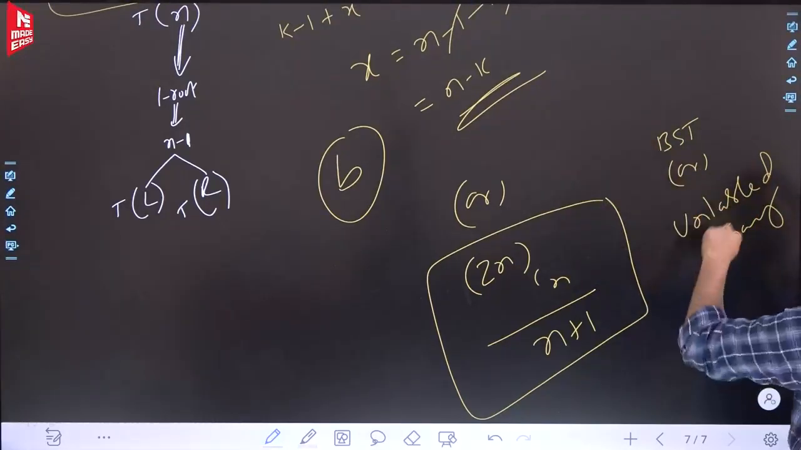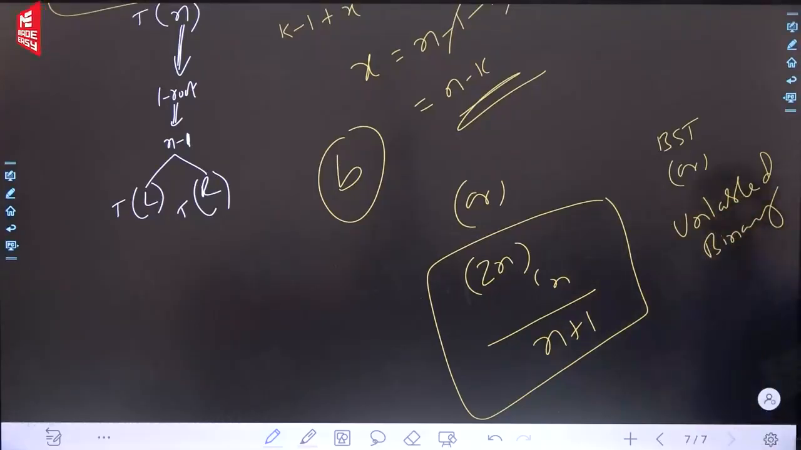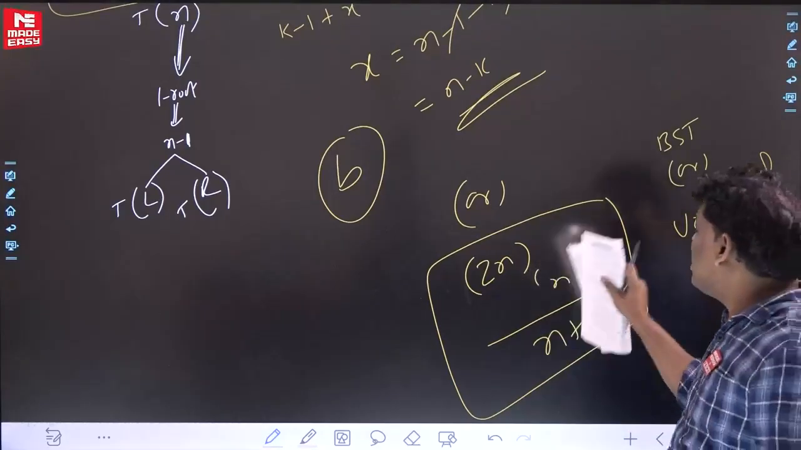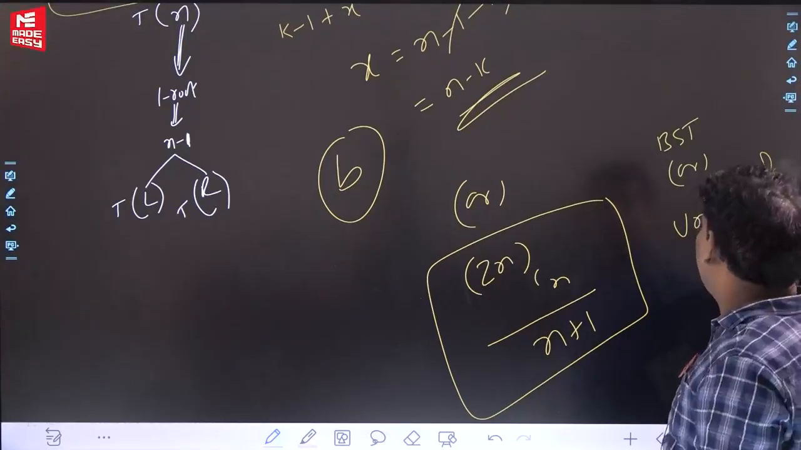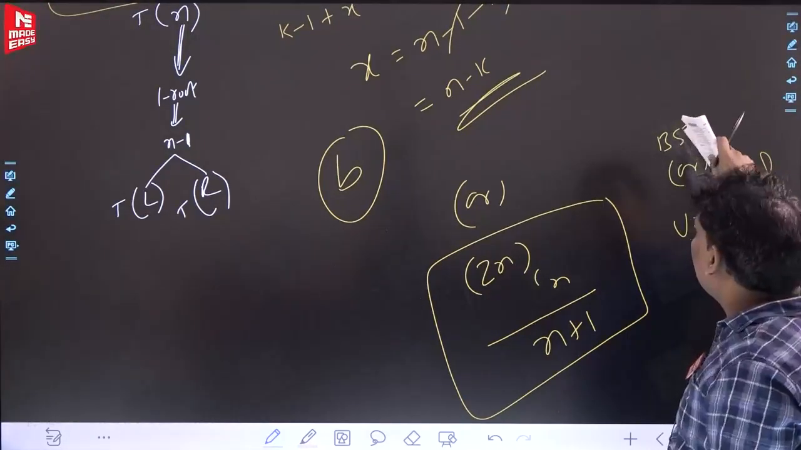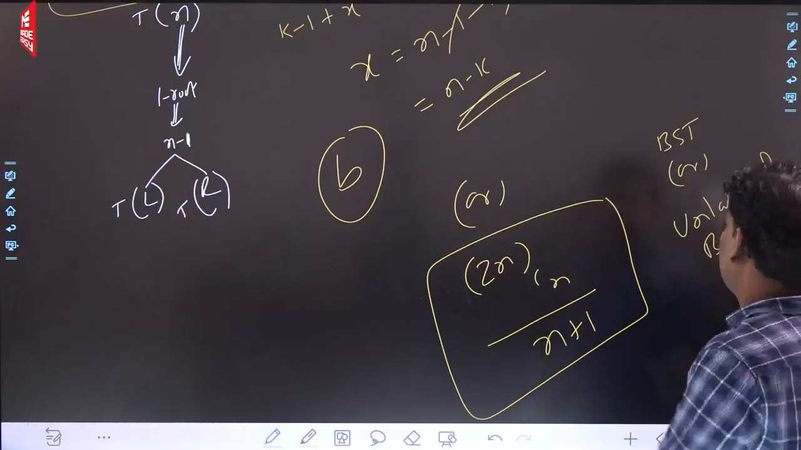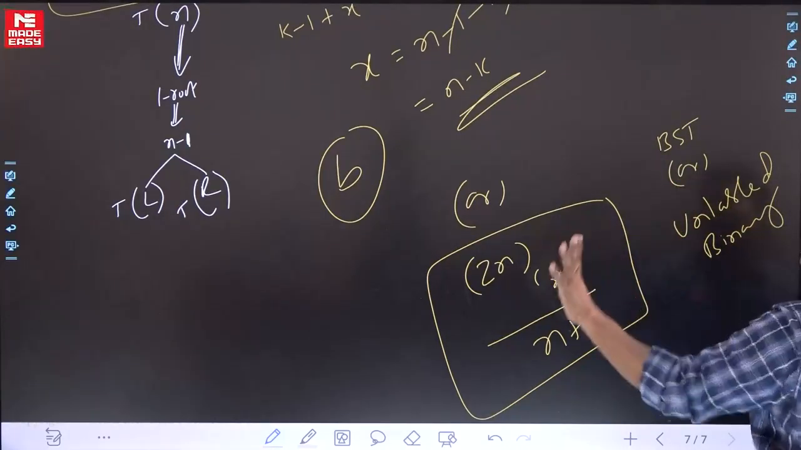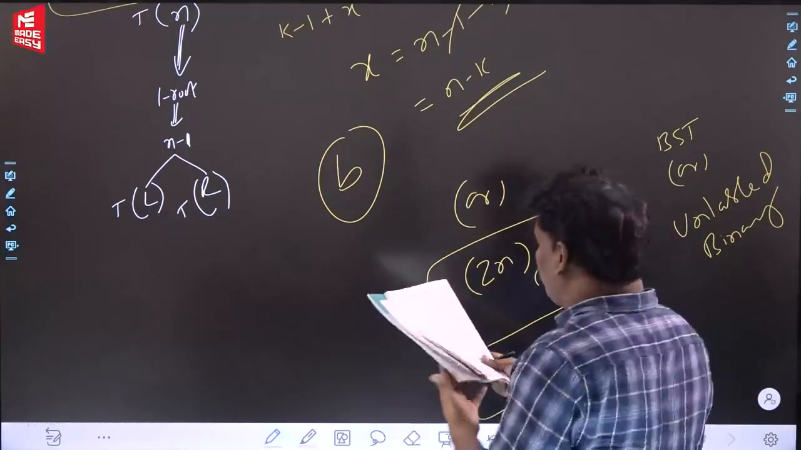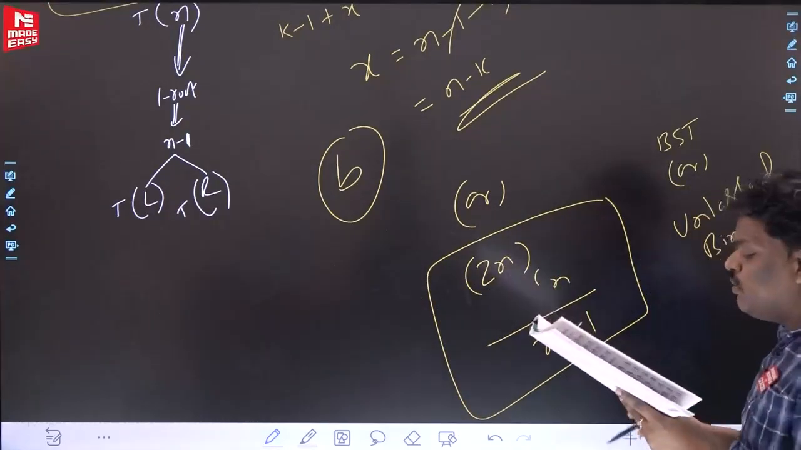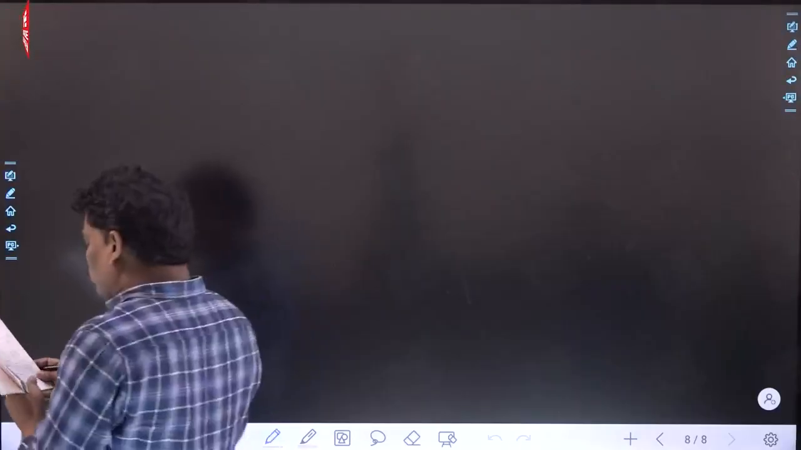But how many BSTs are possible? That many unlabeled trees are possible. This is the formula for the number of BSTs and the number of unlabeled trees also. In unlabeled, no label is there. In the BST, labels are there, but left smaller, right greater. This is the only difference. Remaining all will be similar for both. Can you help me with this problem? Question number 18. What is the answer? Second option. Go to question number 19.